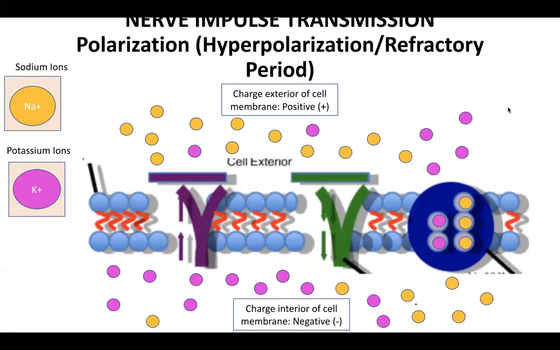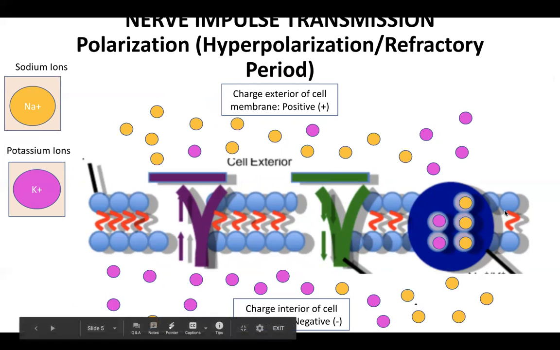Here in the last step of action potential, hyperpolarization, also known as the refractory period, both sodium and potassium channels are closed, but the sodium potassium pump is open and can be used through ATP, making this an active transport process. Here, the pump is sending out 3 sodium ions and bringing in 2 potassium ions.